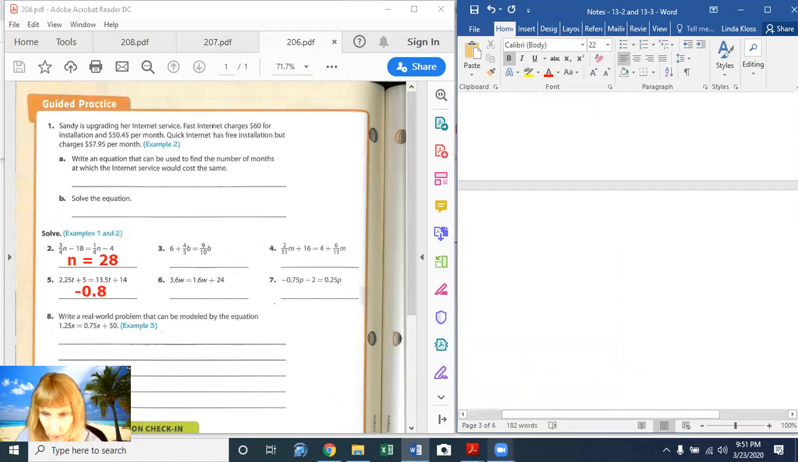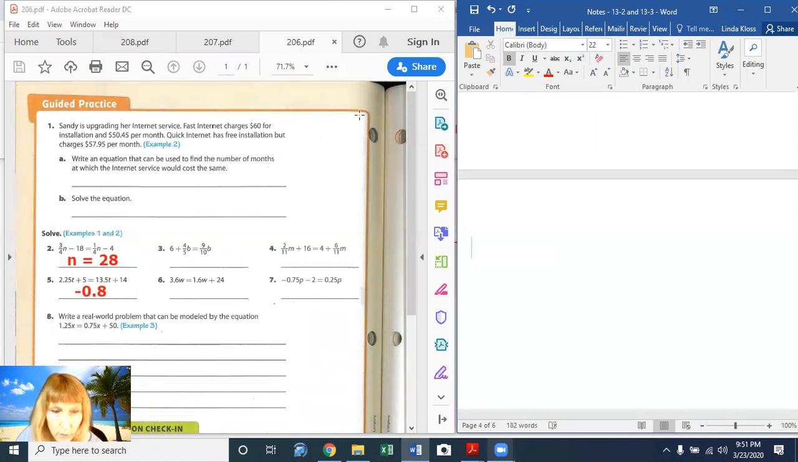Let's start on a new page here. So let's read it, see what it says. Sandy is upgrading her internet service. Fast internet charges $60, and again, we're underlining numbers. It's a little bit hard to see, for installation, and $50.45 per month. That per is a hint that means rate. Quick internet has free installation, but it charges $57.95 per month. Write an equation that can be used to find the number of months at which the internet cost would cost the same. So same is another key word.